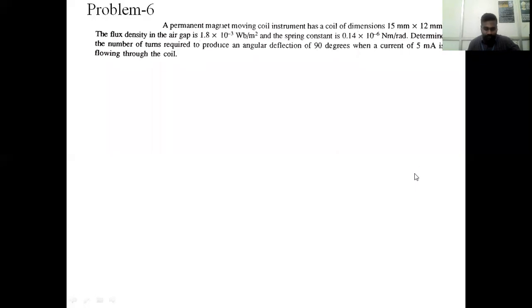So the next problem is problem number 6. This is a permanent magnet moving coil with a rectangular coil of dimension 15 mm into 12 mm, and the flux density created by the permanent magnets is 1.8 into 10 to the power of minus 3 Weber per meter square, and the spring constant is 0.14 into 10 to the power of minus 6 Newton meter per radian. We need to determine the number of turns to produce an angular deflection of 90 degrees when the current flowing through the coil is 5 ampere.